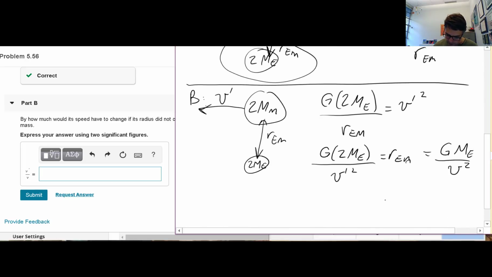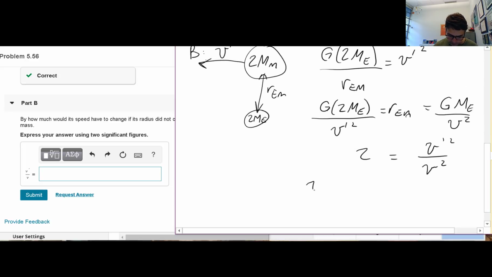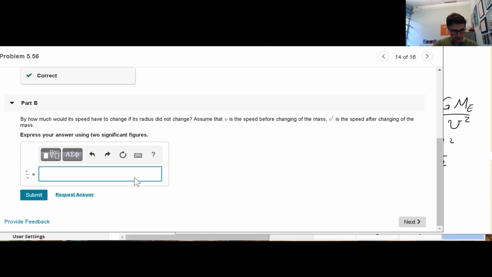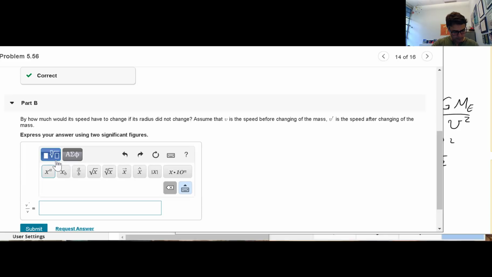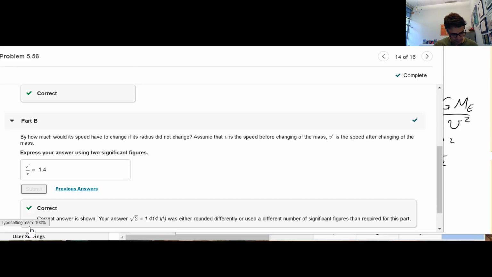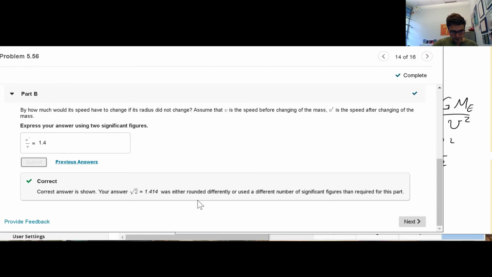So once again, the g's cancel, you're going to get v prime squared divided by v squared is equal to 2. And so v prime divided by v should be square root of 2. I wonder if I'm able to just type that in without actually doing it. So I have a square root sign, 2. Sigma. Yeah. Mastering physics is smart that way. Okay. 15.